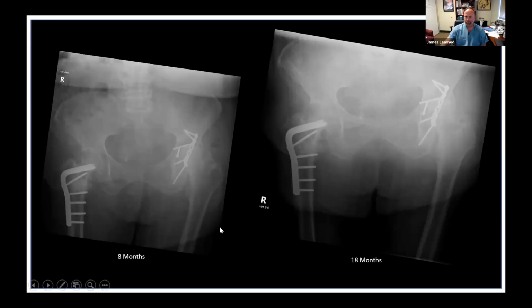And so, cultures at this debridement, were they taken? More cultures were taken. She did not grow anything from these cultures. Nice. She had been off antibiotics for about 8 weeks at that time.